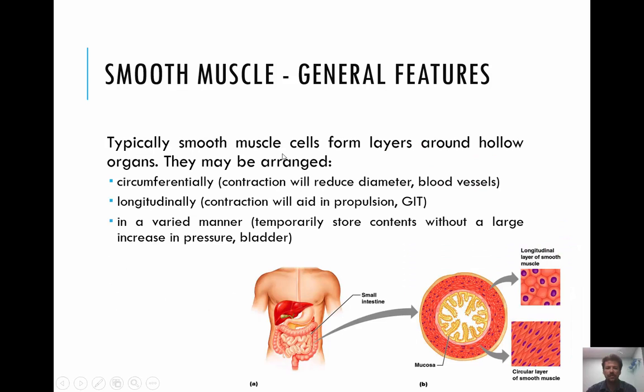So typically you find smooth muscles arranged in layers around hollow organs. And you would have known this from your study of the digestive tract, that they can be circumferentially arranged to reduce diameter, as in blood vessels or in the airways of the lungs. Or sometimes they can be longitudinally arranged to allow propulsion, as occurs in the GIT. And then finally, sometimes they can crisscross one another, and this allows organs to expand and contract, as happens in the bladder. And this crisscrossing arrangement, if you look at my hands, allows expansion without much increase in intra-organ pressure. And that's what you'd want in the bladder.